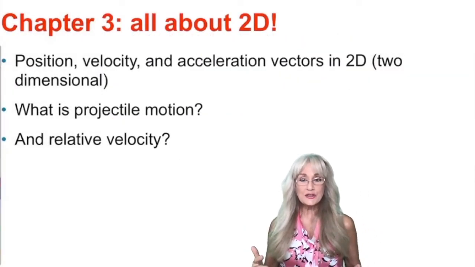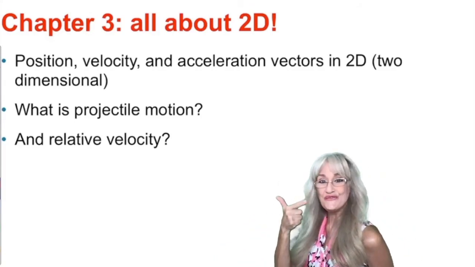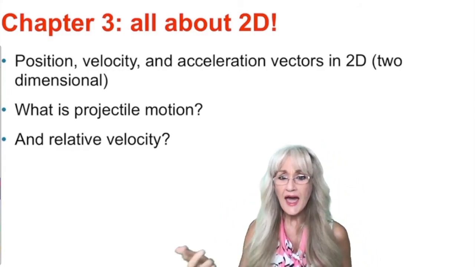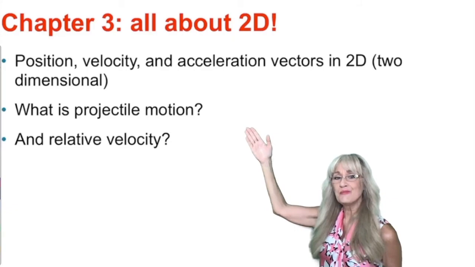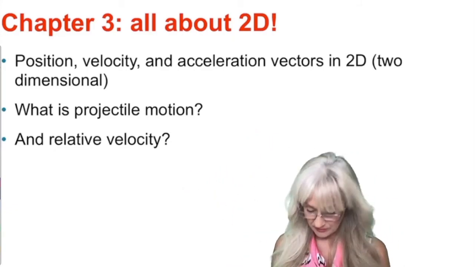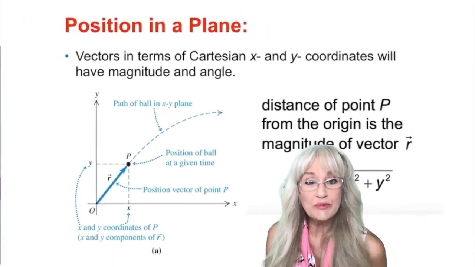When we are in two dimensions, how do we compute the position, velocity and acceleration vectors? And what is projectile motion and relative velocity? Very simple, actually. You know almost everything from chapter 2.